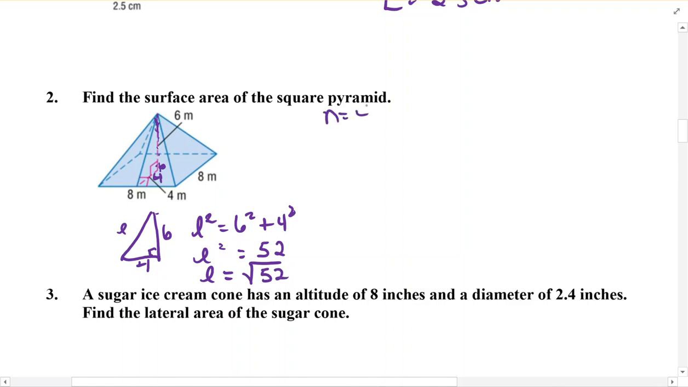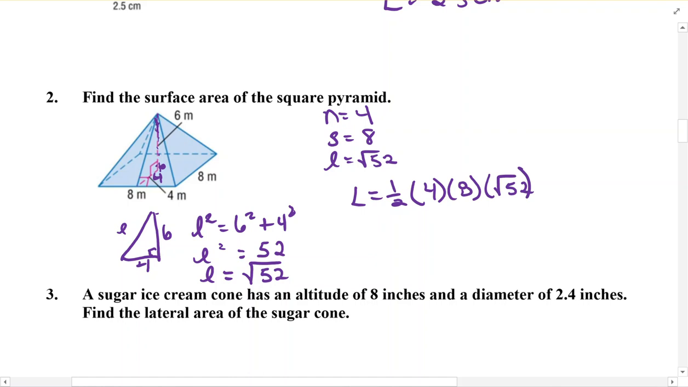So our number of sides is 4, the length of the side is 8, and the slant height is rad 52. Finding the lateral area would be 1/2 times the perimeter, which is 4 times 8, times the slant height, which is rad 52. And we get that the lateral area is approximately 115.38 meters squared.